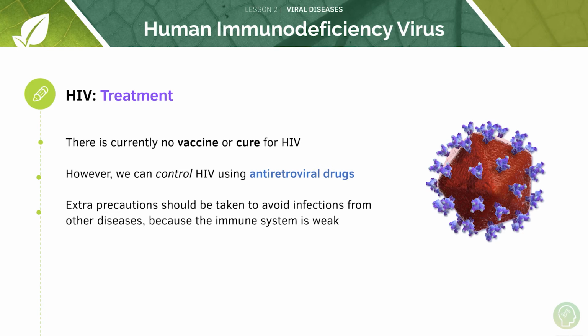So treatment-wise, there's actually no vaccine or cure for HIV. But we do have some really, really good drugs that can help control HIV. So basically, it has increased the lifespan of people infected with HIV, but it does not mean that they have been cured. And these are called antiretroviral drugs. And we call them antiretroviral because HIV is a retrovirus.